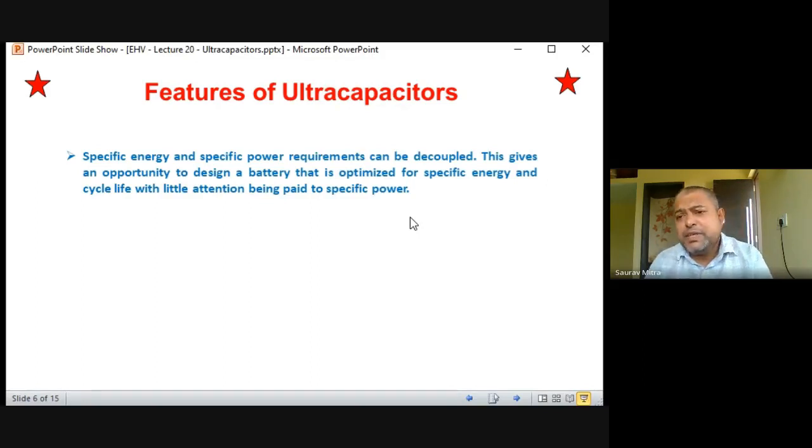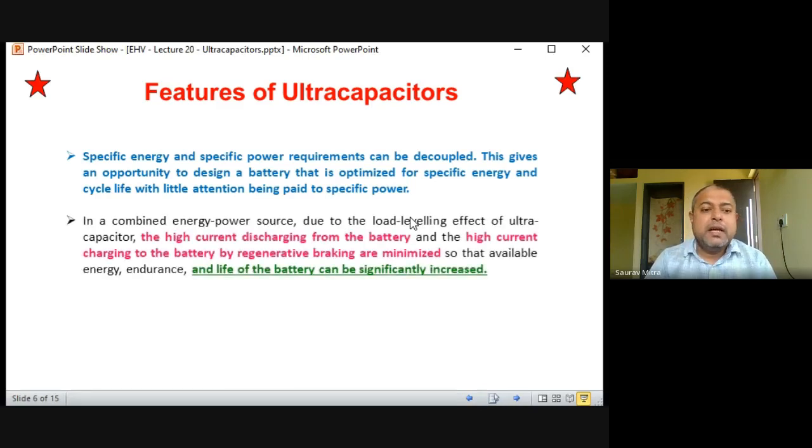So what happens if you are decoupling specific energy and specific power? Whenever specific power is required, it will not be taken from the battery. It will be taken from the ultracapacitor. So the sudden high demand is not being put on the battery. Hence, the battery life cycle will increase. So in a combined energy power source, this is the last line of the feature. We'll go for the next slide, that is construction.